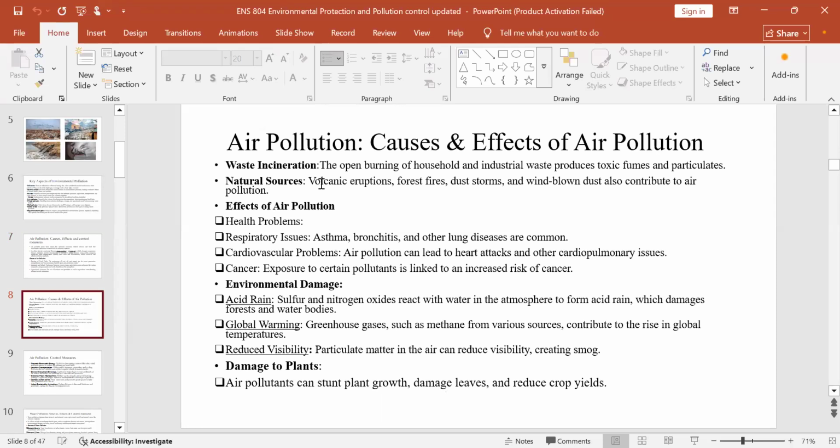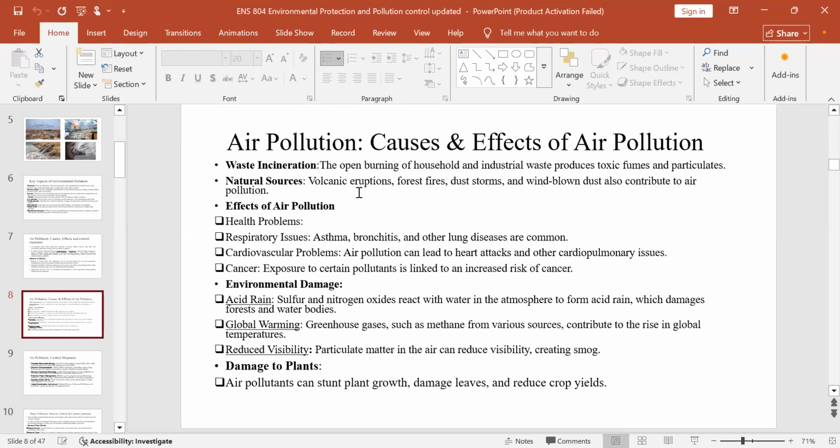So waste incineration too is one of the causes. The open burning of household or industrial waste produces toxic fumes and particulates. There are some places where people just keep burning solid waste, like carton, clothing, like tires, old tires. See, they generate a lot of fumes and toxic particulates that pollute the atmosphere.